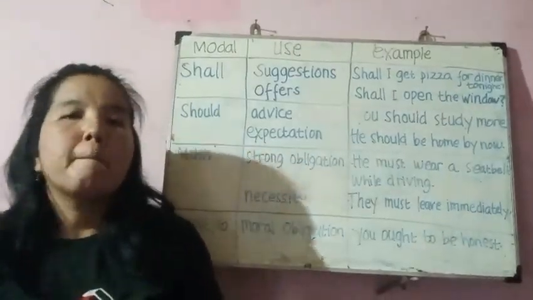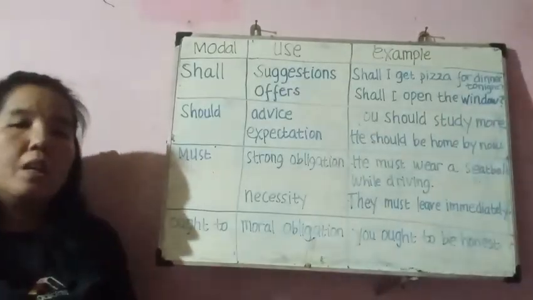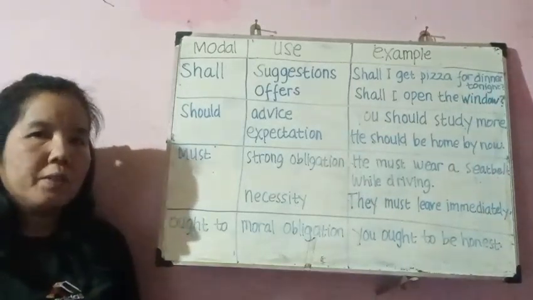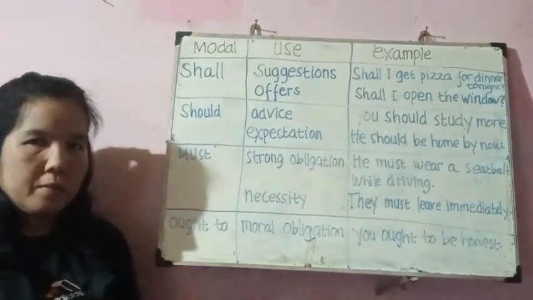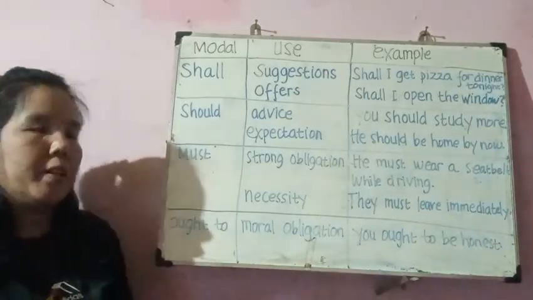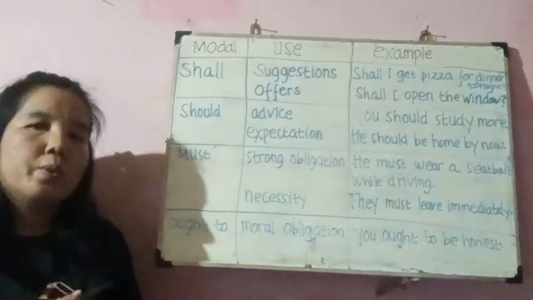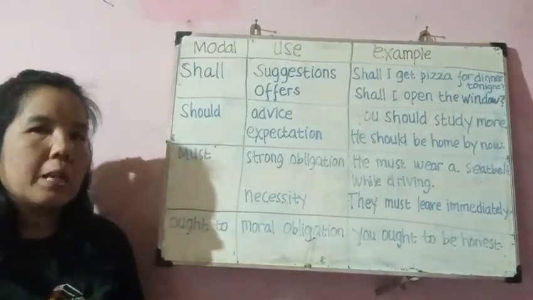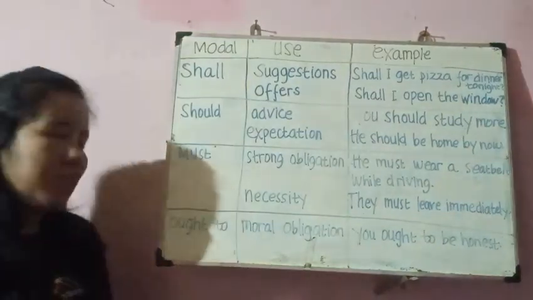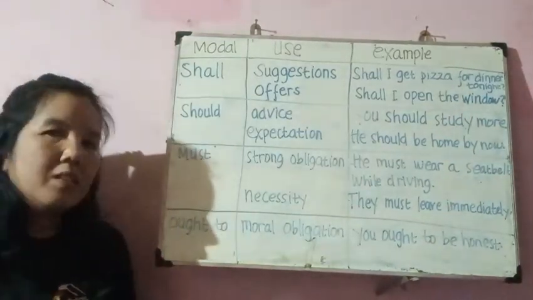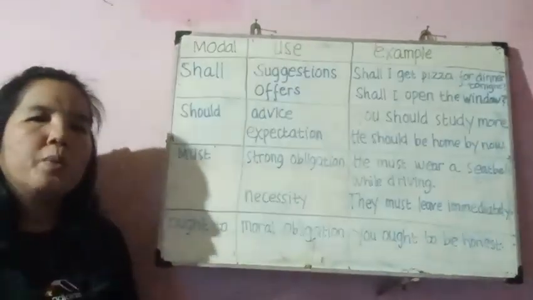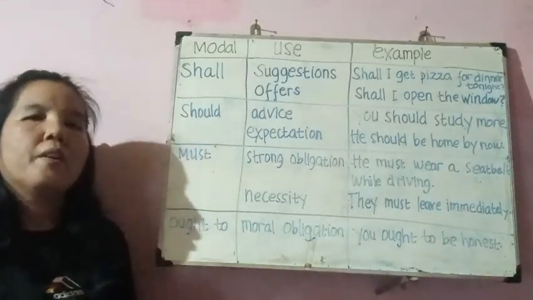Next modal verb is must. Must is an expression of strong obligation or rule. And this is very important. For example, he must wear a seatbelt while driving. And we use must to express necessity. For example, they must leave immediately. Next word is ought to. This is an expression of moral obligation. For example, you ought to be honest. This is a bit more formal.